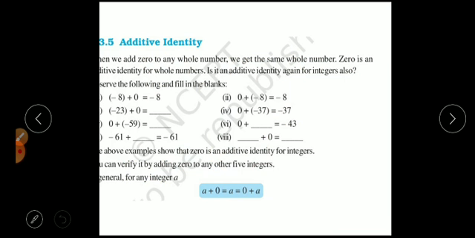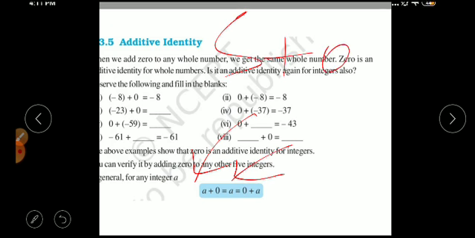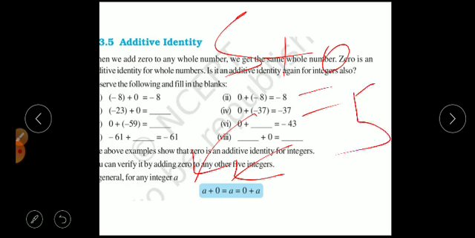Now similarly to commutative property and associative property, there also comes an additive property. What do you mean by additive property? When any number is added to 0, the result is the number itself. Here a is added to 0, so the result is always a. Suppose 5 is added to 0, so the result is always equal to 5. So this is additive property.